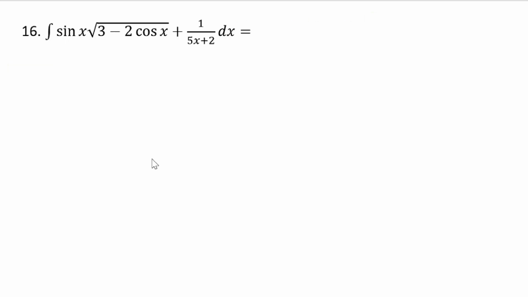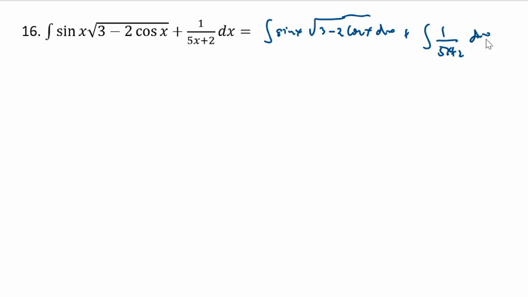For number 16, we have the integral of sine x times the square root of 3 minus 2 cosine x, plus 1 over 5x plus 2. By observing, the value of u in the first term and the second term are not the same, so I'm going to solve the first term and the second term separately. I will just rewrite it first as the integral of sine x times the square root of 3 minus 2 cosine x dx, plus the integral of 1 over (5x plus 2) dx.